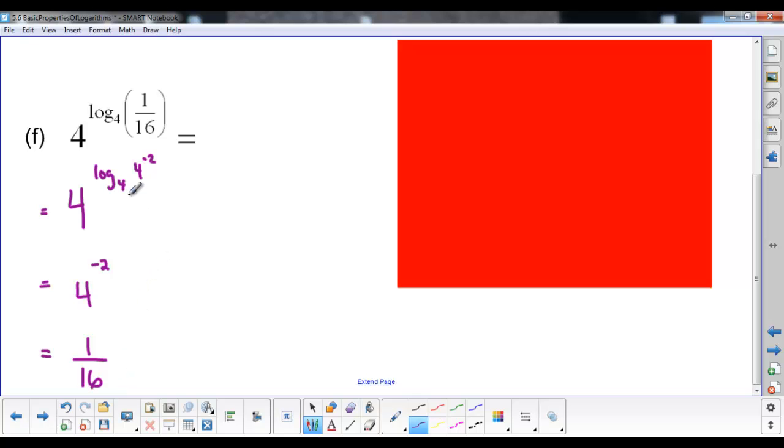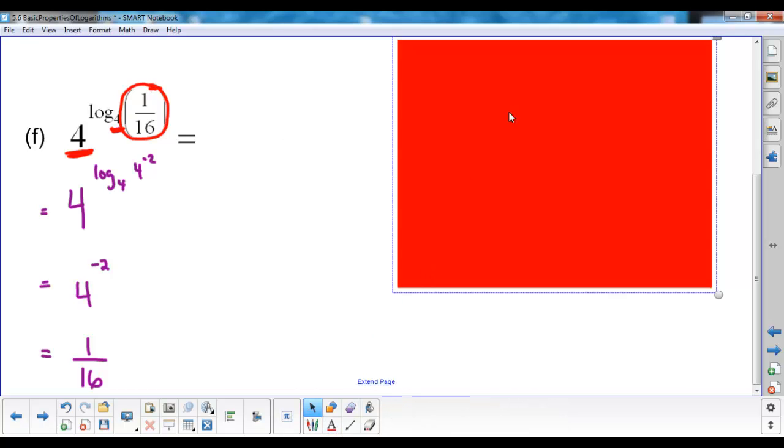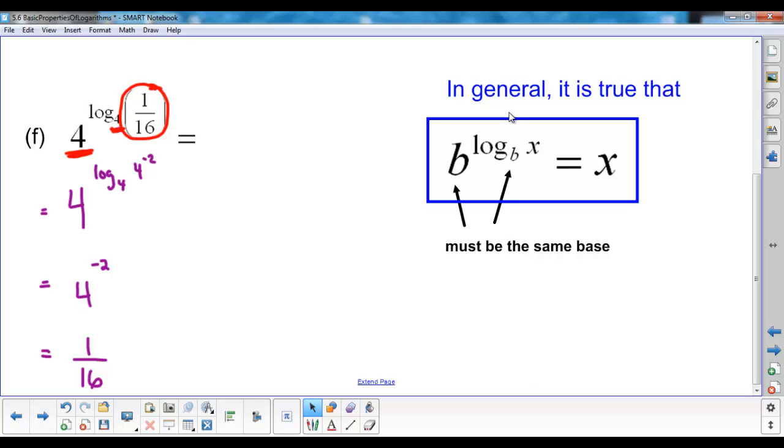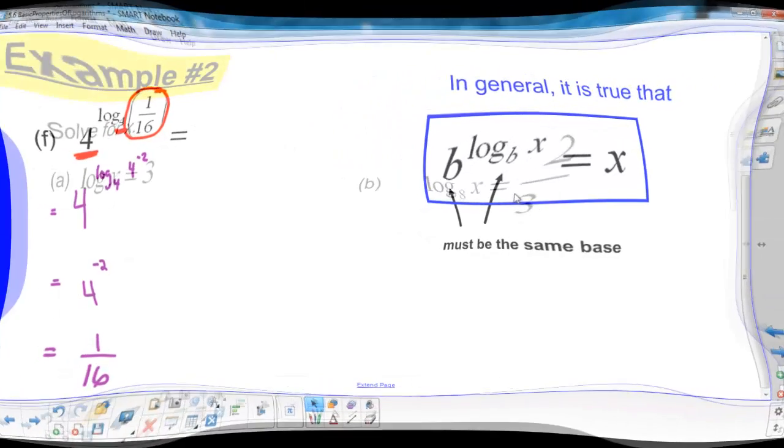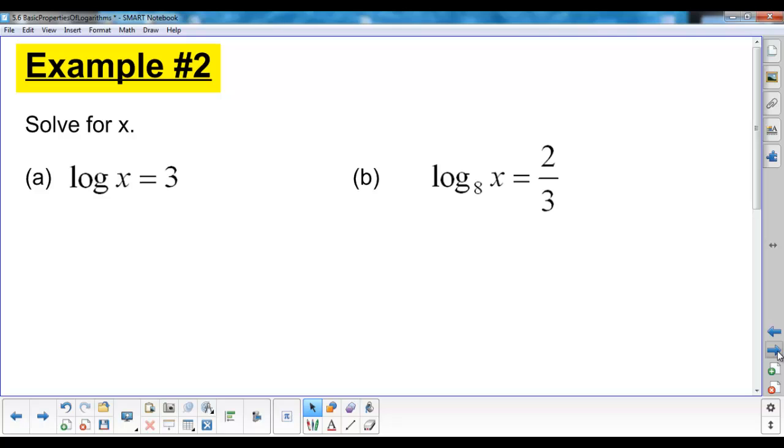So you'll notice here that if I have an exponent that is a logarithm, and the base of that logarithm happens to be the same base as our power here, then the answer is just going to be this argument here. So, as a general rule, when our bases are the same, the answer is just the argument. So with all those in mind, let's go ahead and solve for x in each one of these cases.